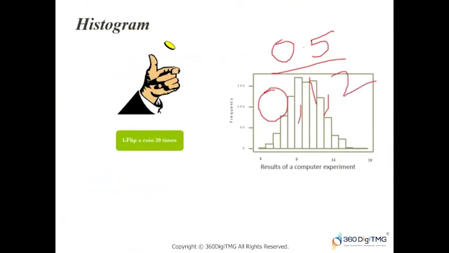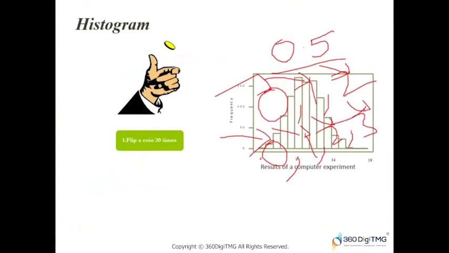What if I flip a coin 3 times? I might get 0 heads, 1 head, 2 or 3 heads. So the probability changes, and there might be multiple values that it might take.